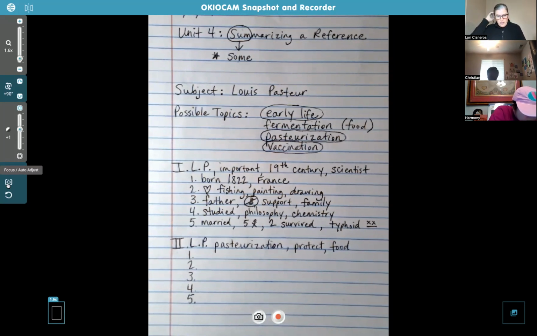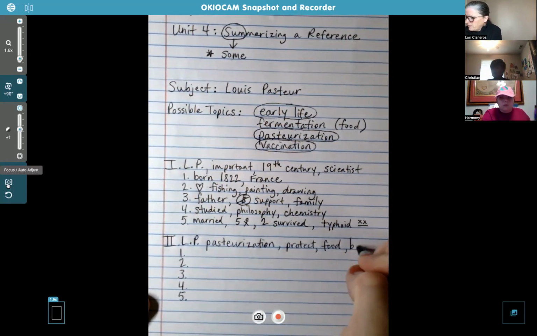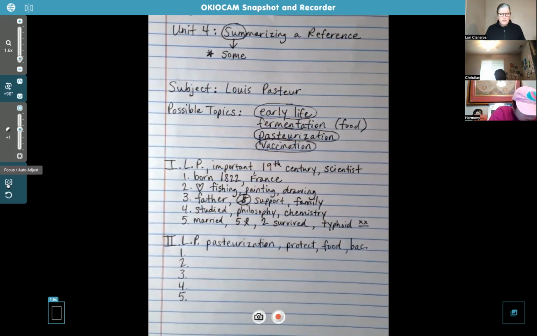So your topic here is pasteurization, and it's to protect food from bacteria. So I don't know how you would remember bacteria. I guess we could put BAC, and maybe that'll help you remember that word from bacteria. And it's always good to look back at your paragraph, like where you got the information. If you go to sit down and write your paragraph and you're like, wait, what does this mean? Check the original. Checking the original is really important.